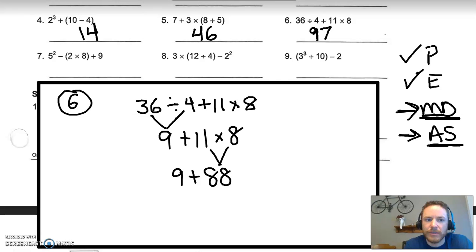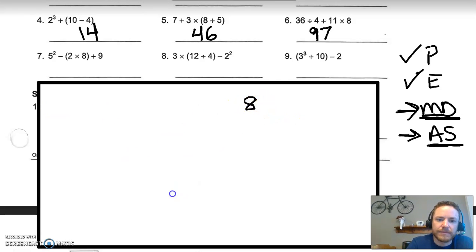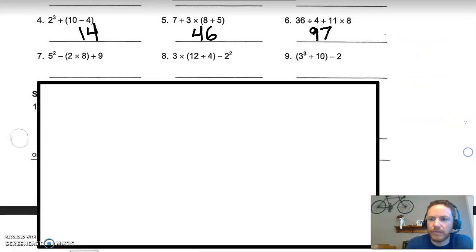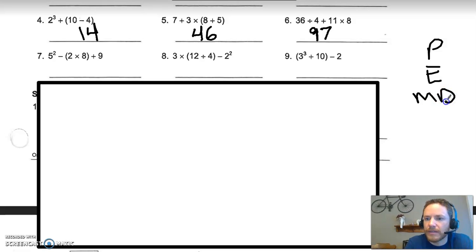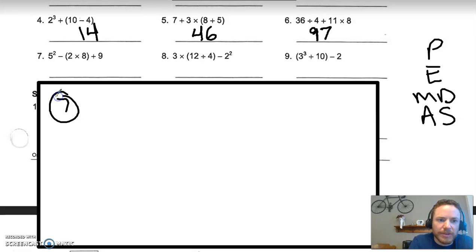All right, let's check out number 7. I made a mess of my checklist over here, so I'm going to rewrite it. PEMDAS. Okay, I'm on number 7. Number 7 has lots of stuff.